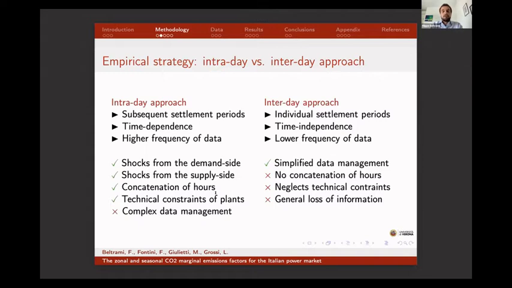But as I was mentioning before, we take the intraday perspective in this case. So we take the concatenation of hours, which is relevant, especially for power plants that are characterized by technical constraints and work on an intertemporal basis, such as storage power plants. However, the use of an intraday approach, which takes our time series variables in a subsequent way, of course, is more computationally demanding. So a complex econometric framework needs to be adopted.